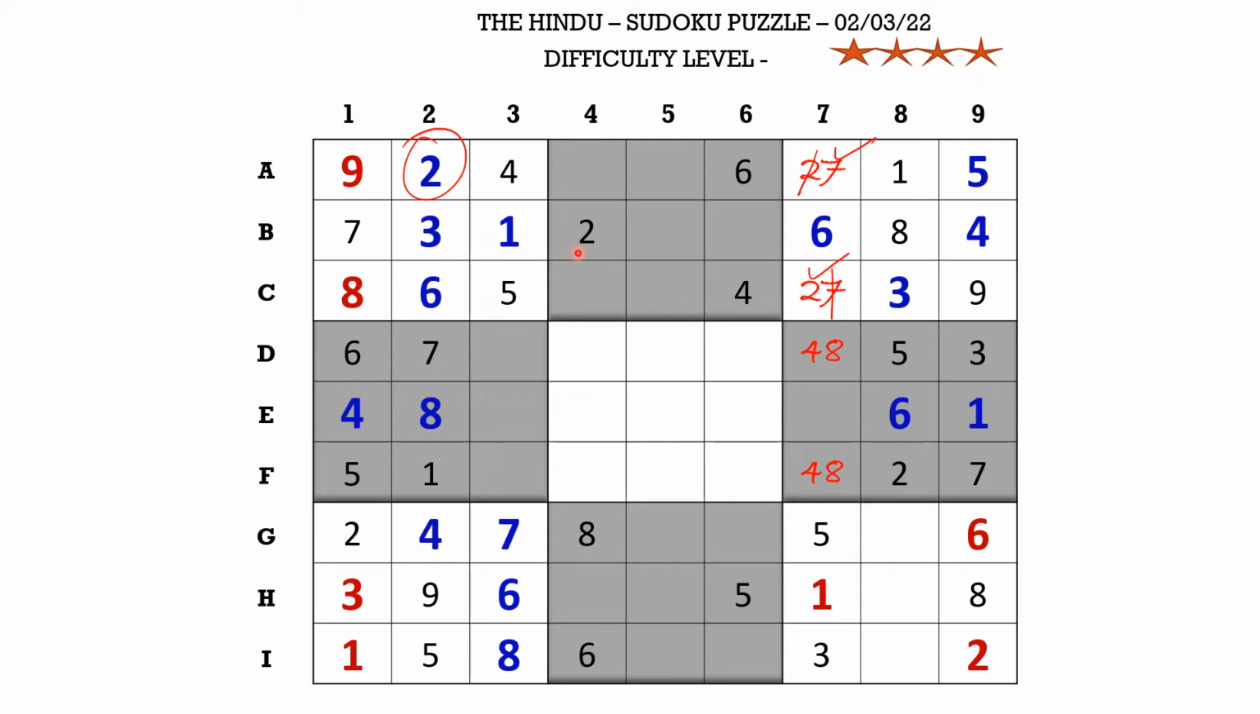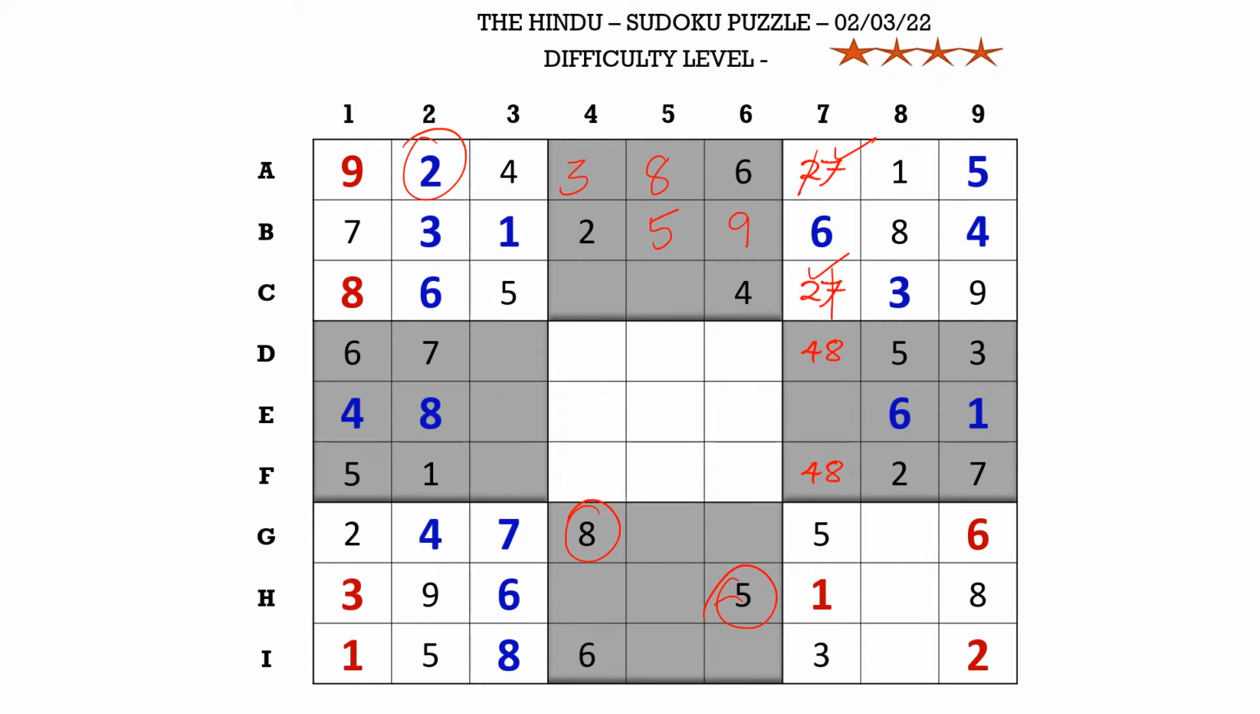In B row, the missing numbers are 5 and 9. There is a 5 blocking here. So B6 takes 9 and B5 takes 5. In A row, the missing numbers are 3 and 8. There is a 8 here in column 4. So A4 takes 3 and A5 takes 8.